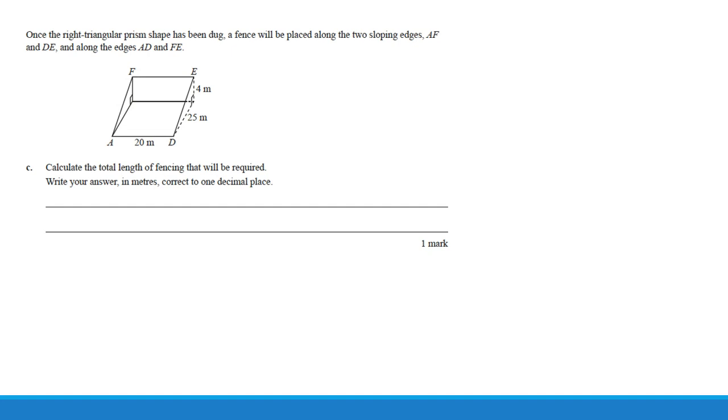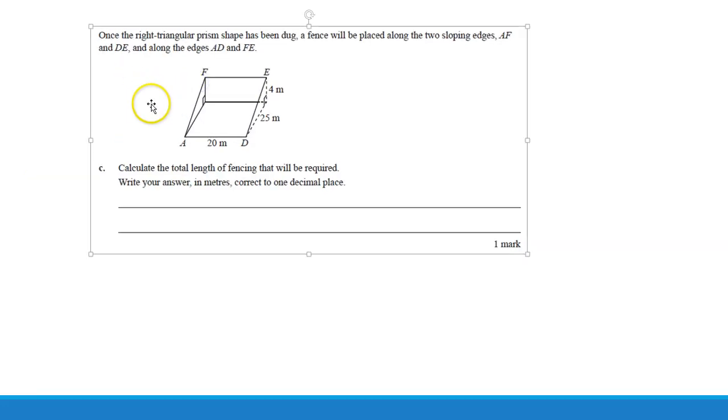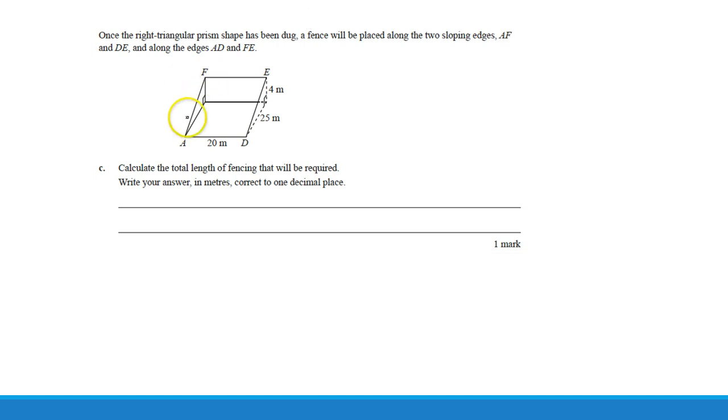Once the right triangular prism shape has been dug, a fence will be placed along the two sloping edges AF and DE, and along the edges AD and FE. Calculate the total length of fencing that will be required. So in other words, we want the perimeter of this shape here.